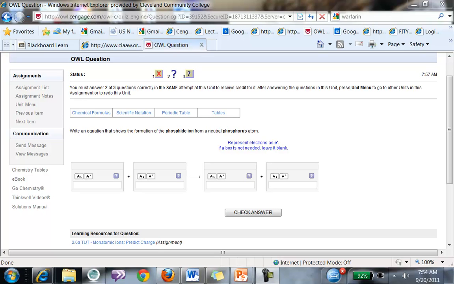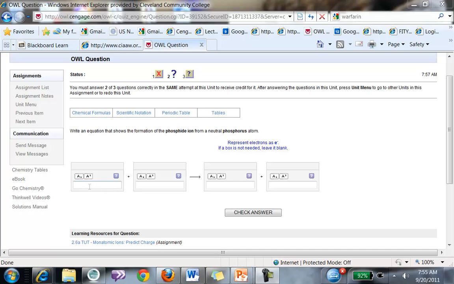This is AL 2.6, writing a chemical equation to show the formation of an ion. I had some questions about this, so I thought I would do a little screen capture and show you how this should work. This says write an equation that shows the formation of a phosphide ion from a neutral phosphorus atom.